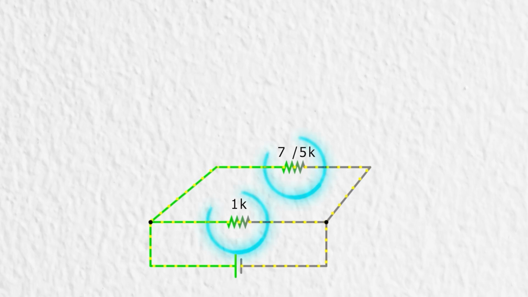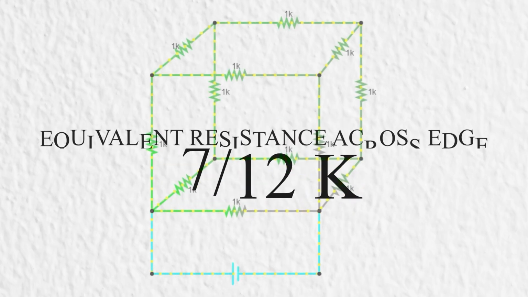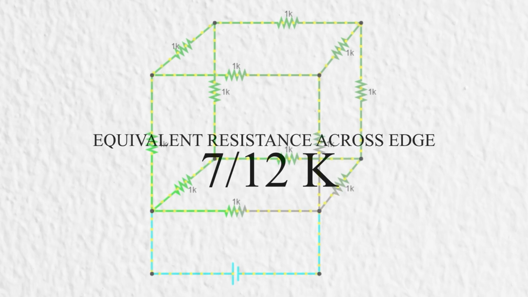Now finally, 7 by 5 kilo ohm is in parallel with 1 kilo ohm, and we get 7 by 12 kilo ohm as the answer. So the equivalent resistance across any edge will be 7 by 12 kilo ohm. Next, we will find the equivalent resistance across the face diagonal.